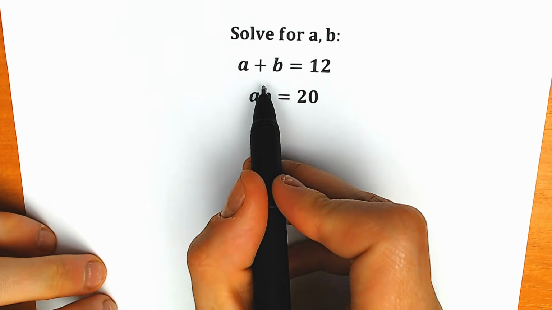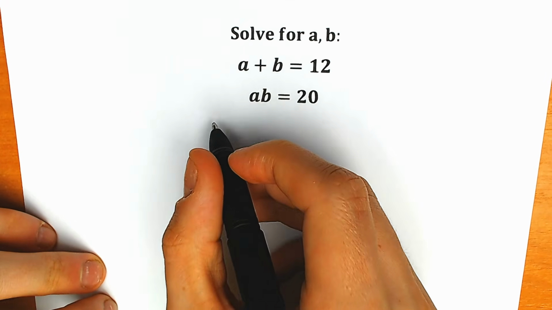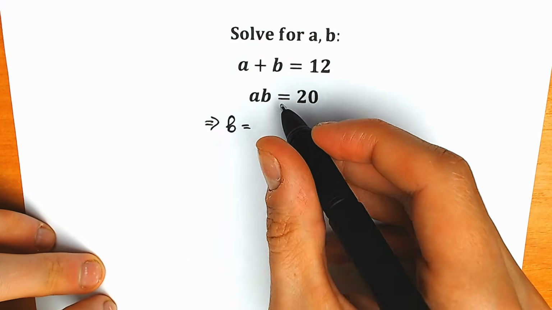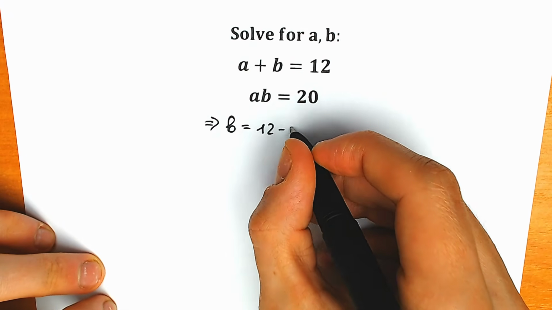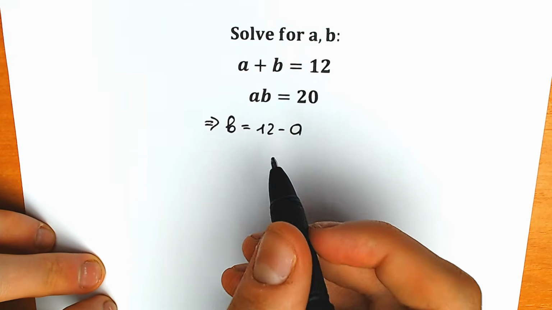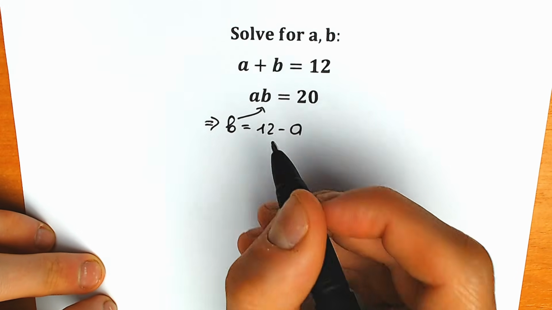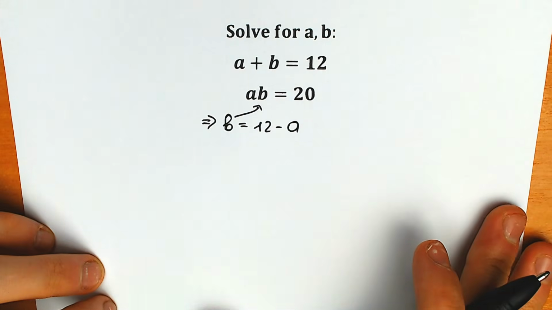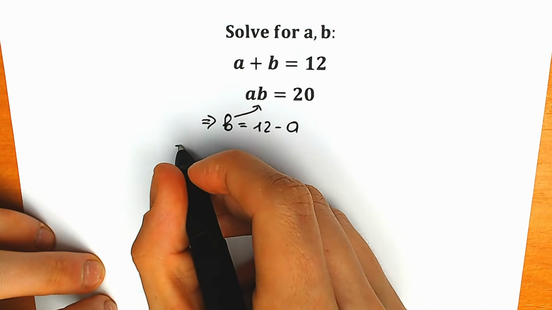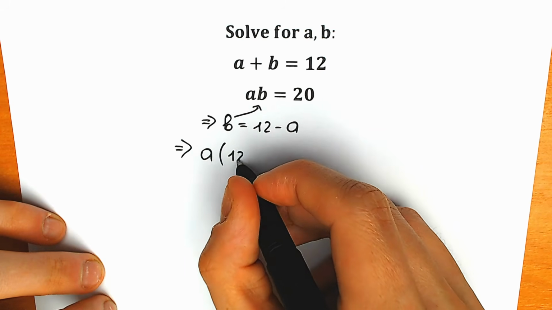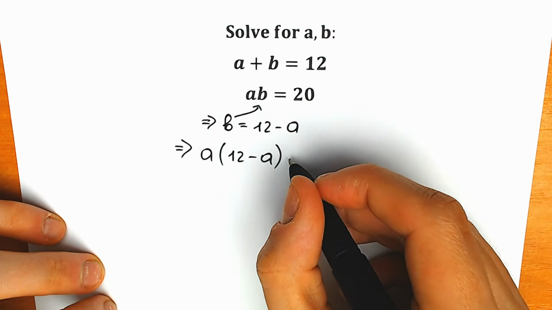So first of all, let's express b from the first equation. So b is equal to 12 minus a. And right now let's plug in, this is the main method for solving it. Instead of b in the second equation, let's plug in 12 minus a. So we have a times (12 minus a) equal to 20.